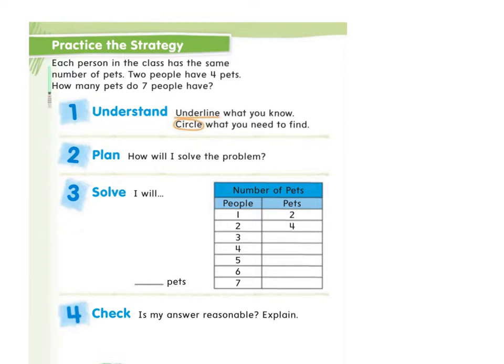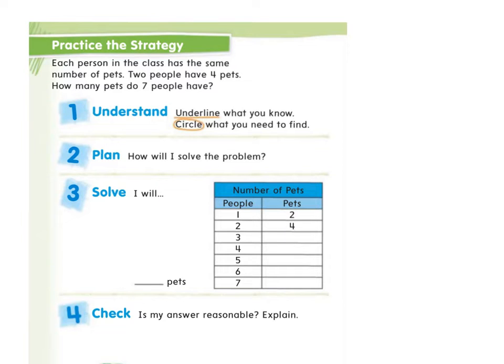So when I see a word like each, that tells me that it's the same for every person. So each person in the class has the same number of pets, okay? So this would be similar to how many eyes that people have, or how many legs that people have, or how many hearts people have. So it's the same for every person. In most cases, we don't have a class where every single person has the same number of pets, but in this case we do.